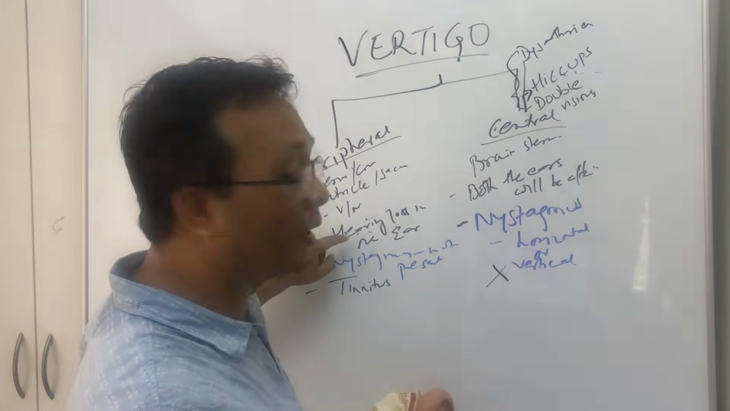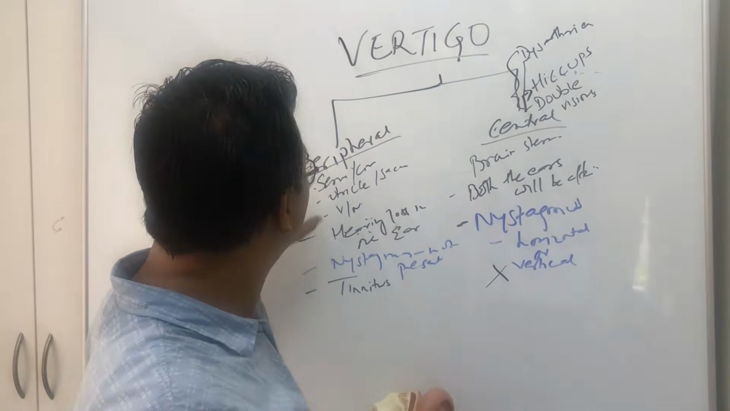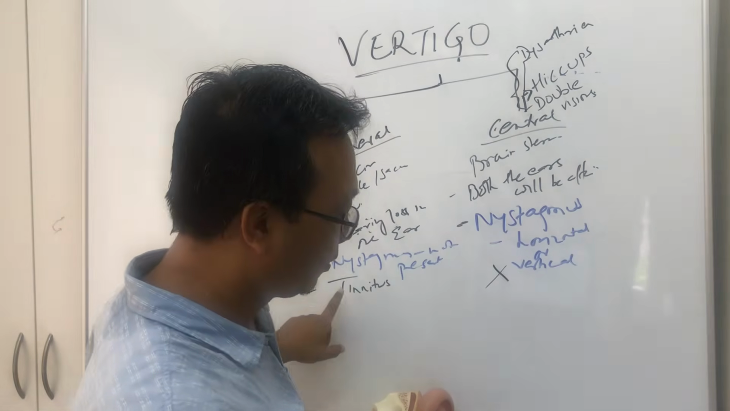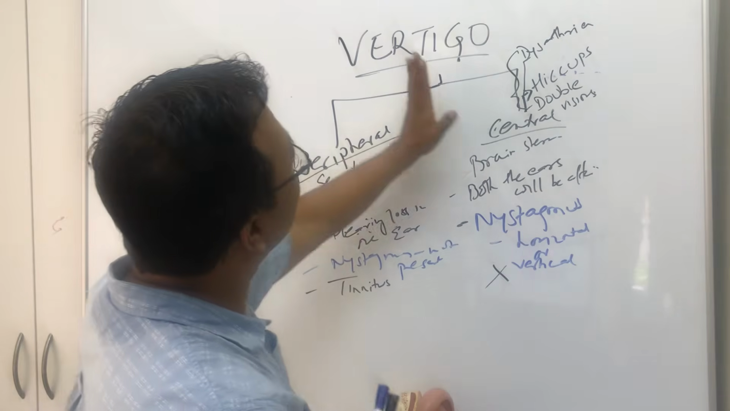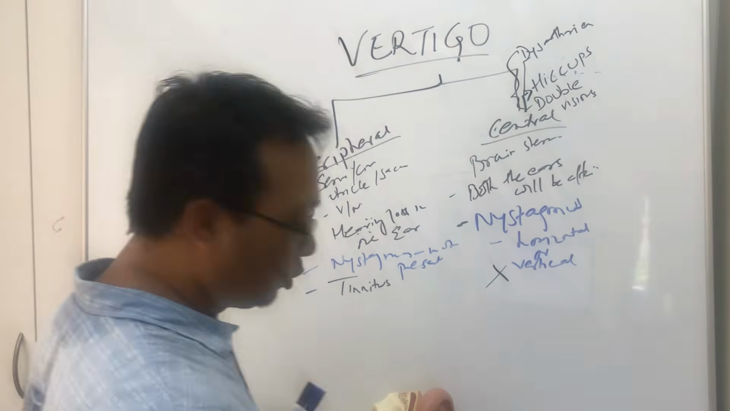There may be ear ache, maybe not, but there will be hearing loss in one ear. There will be nystagmus, which is not common, and tinnitus will be present. So this is about central and peripheral. Now we'll go to the causes. Which one is the most common cause?